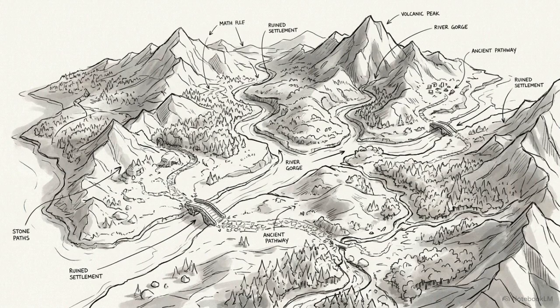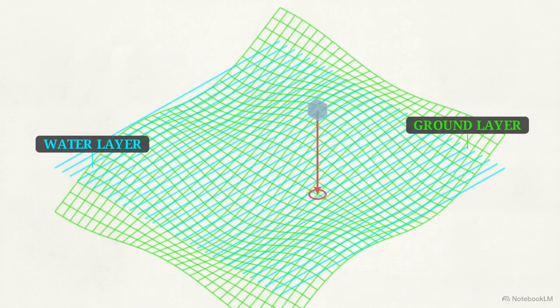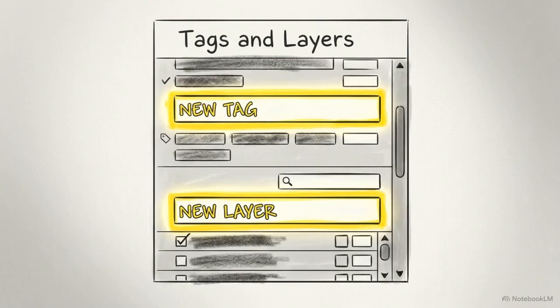Step 1 is defining the physical boundaries of the world. The Unity physics engine does not understand visual geometry. It only understands explicitly defined collision layers. We start in the project settings under the Tags and Layers menu. Here, we create 2 distinct categories, one labeled ground and one labeled water.